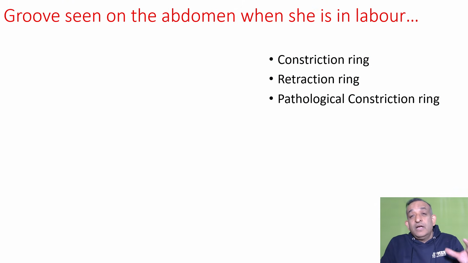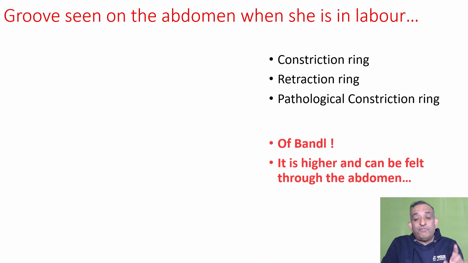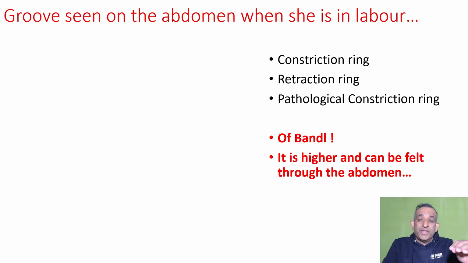So you feel a ring in the uterus at the junction of the spastic upper segment and the relaxed lower segment, and that is known as the constriction ring, retraction ring, or the pathological constriction ring. So remember, constriction ring and retraction ring mean the same. I'm just writing as the choices came. But what we have seen in this question, groove on the abdomen is a pathological retraction ring of Bandl. It is higher in the abdomen versus the physiological constriction ring, and it is palpable per abdomen.